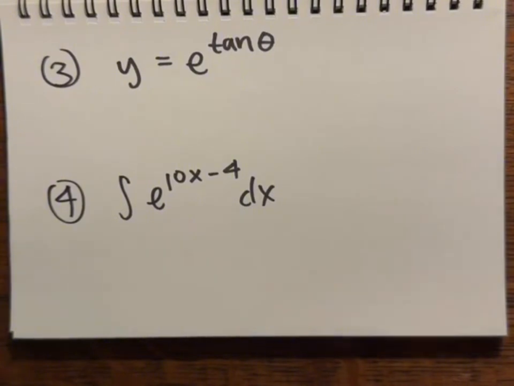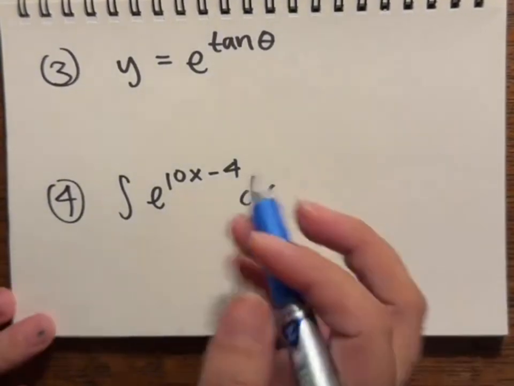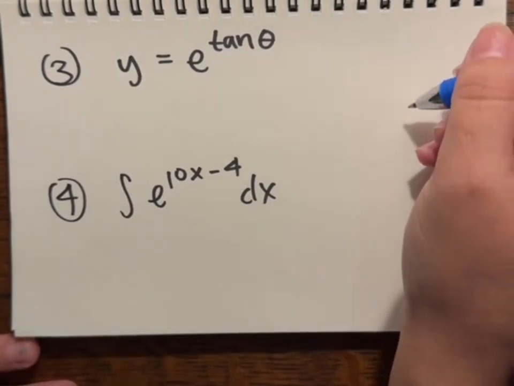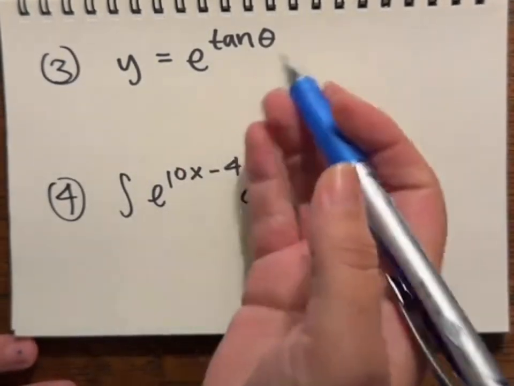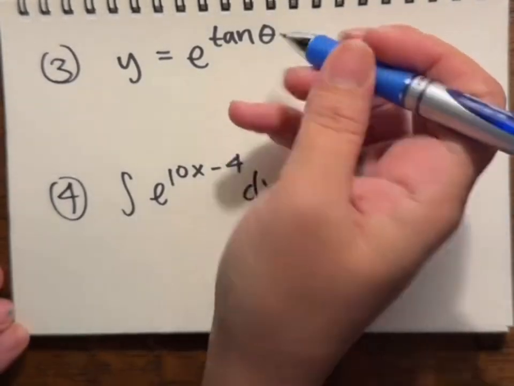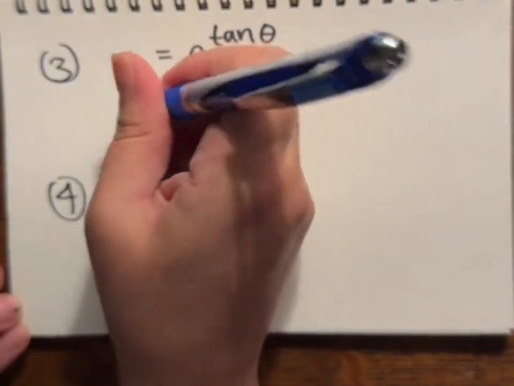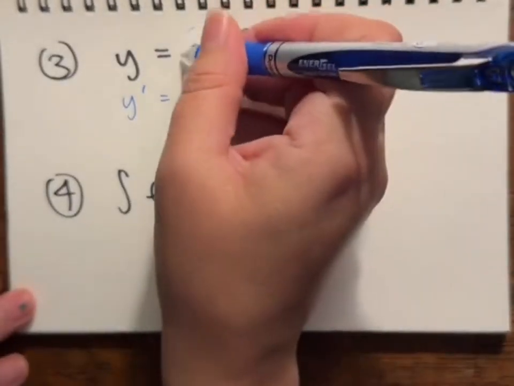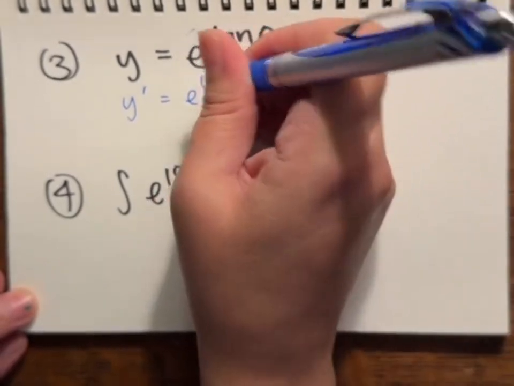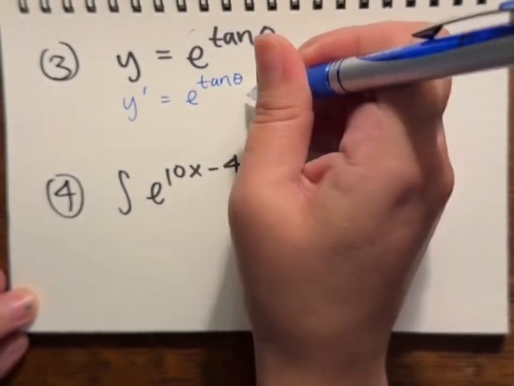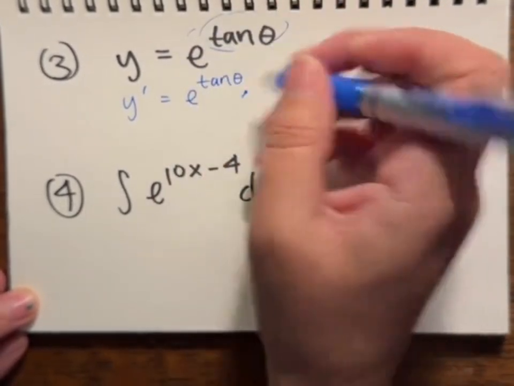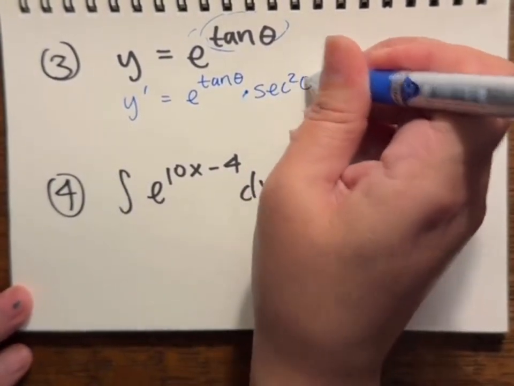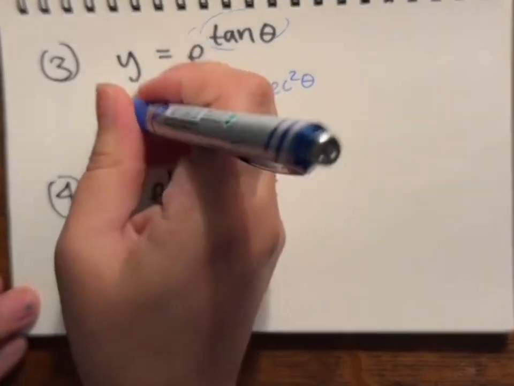All right, let's try two more problems. So here we're going to find the derivative of e to the power of tangent theta. So you could see it's e raised to a function of theta. So whenever we have e raised to a function, it's e raised to that function times the derivative of the function here, which is secant squared theta. And that's your answer.